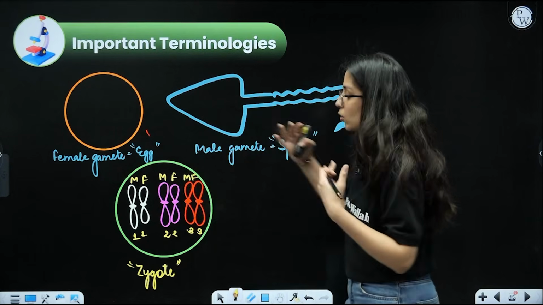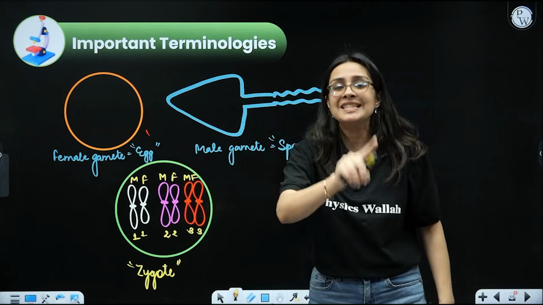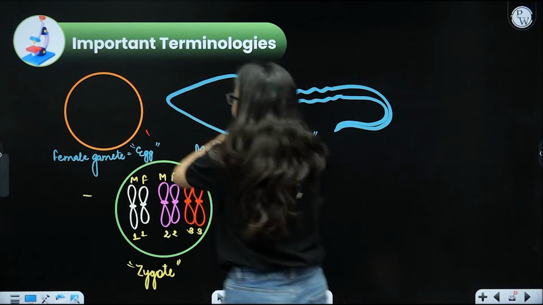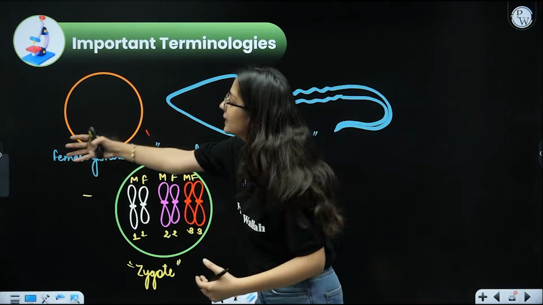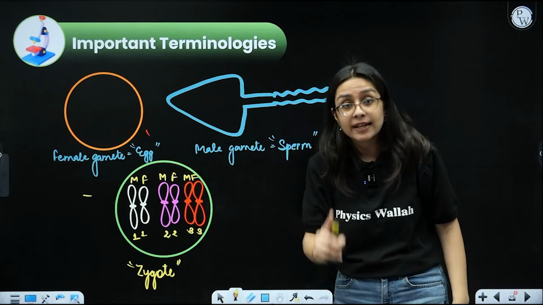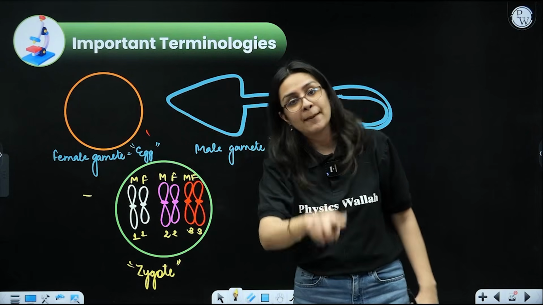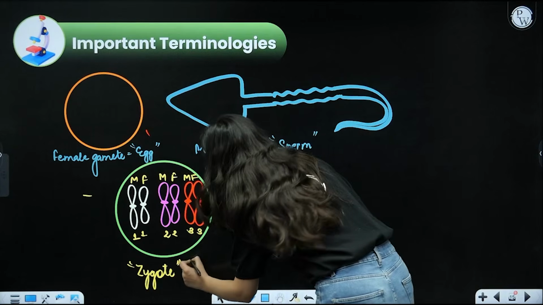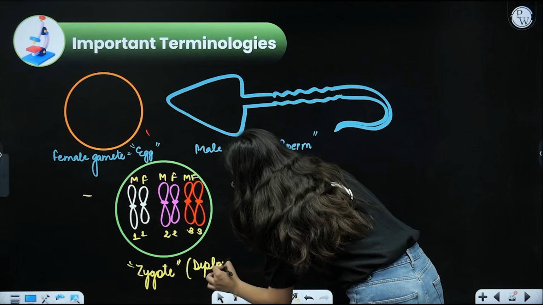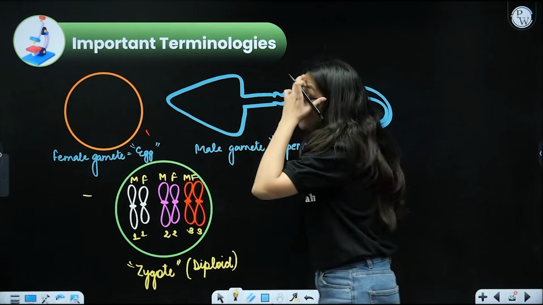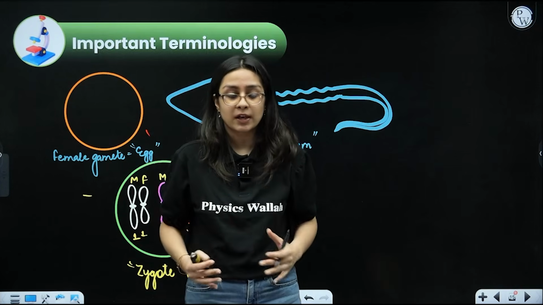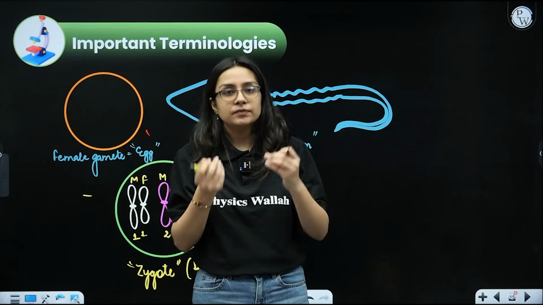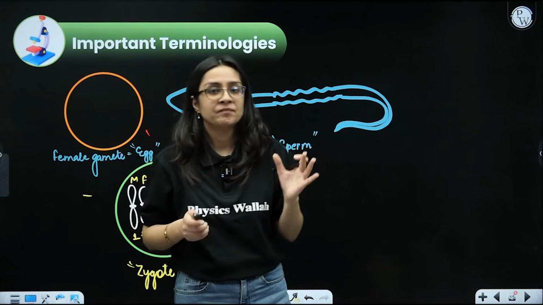So that is how the zygote now has two copies of each and every chromosome, because half the chromosomes are contributed by the mother and half by the father, or I can say half by the female gamete and half by the male gamete. That is why the gametes are haploid, because when they fuse, the zygote will automatically become diploid in nature. To maintain the chromosome number, the chromosome consistency from one generation to the next, the gametes are supposed to be haploid in nature.